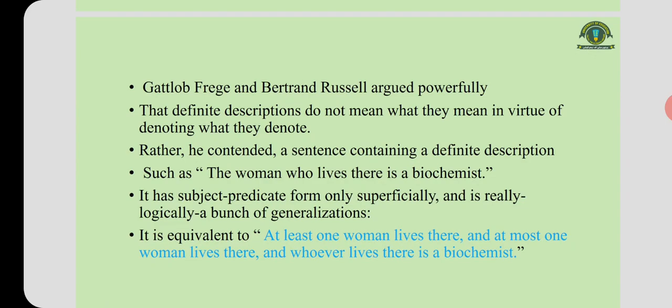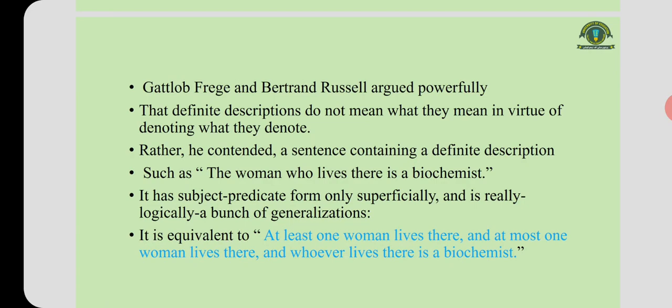It can be any sentence, but here we are going to analyze the sentence "The woman who lives there is a biochemist." So let us have some analysis about this sentence. It has subject-predicate form only superficially and is really logically a bunch of generalizations. It is equivalent to: at least one woman lives there, and at most one woman lives there, and whoever lives there is a biochemist. So that is the proper meaning of the above given sentence.